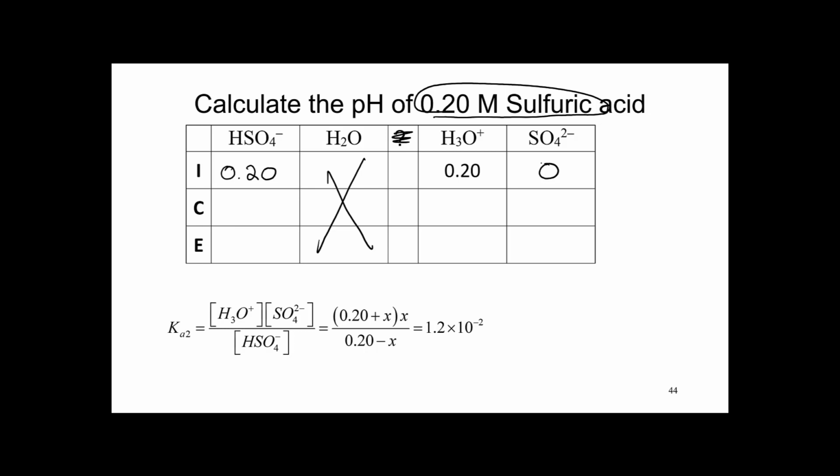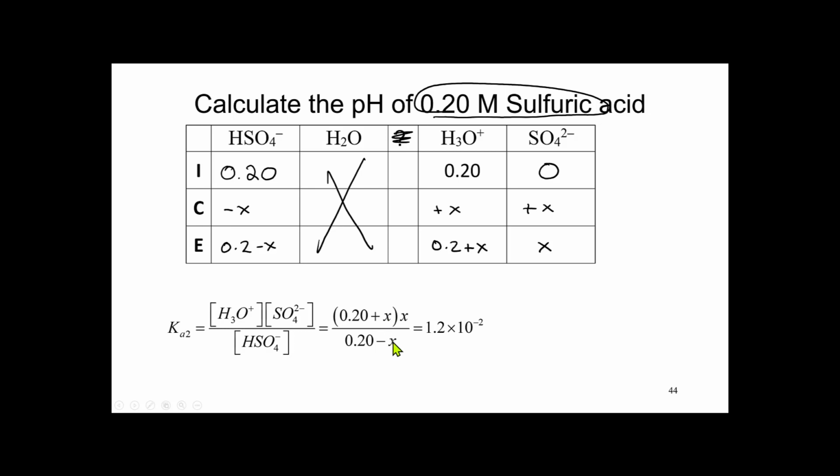Now what you're going to do is say, well, it's going to go to the right because I have 0 for my sulfate concentration, so it has to go in this direction. So it's going to be plus x here and plus x here and then minus x here. So I have 0.2 minus x, 0.2 plus x, and x. Now, that's all plugged in here already, so we didn't have to do the work. You have to solve for the value of x.